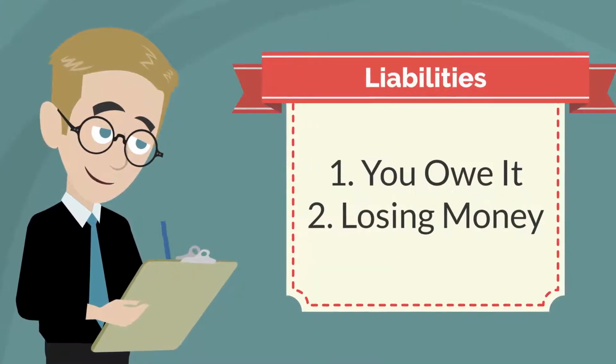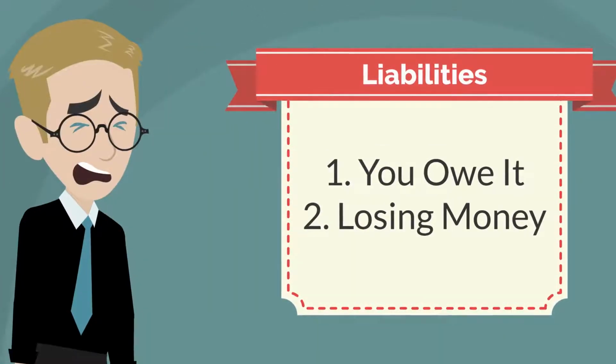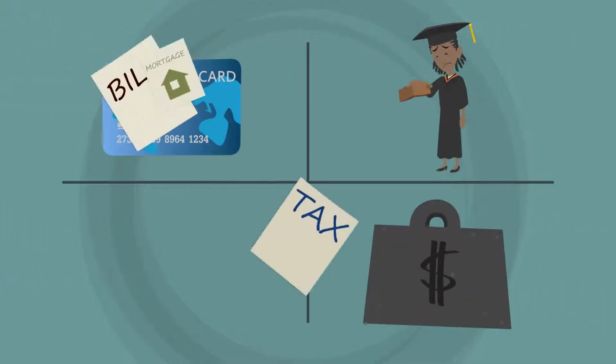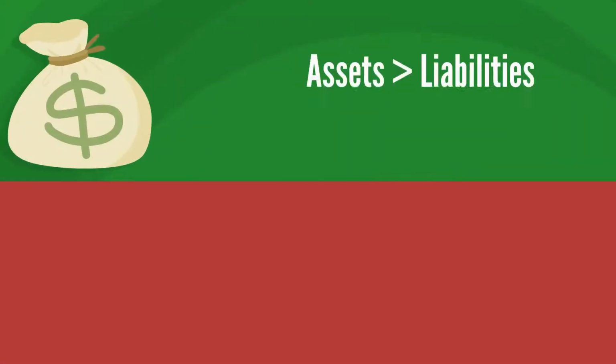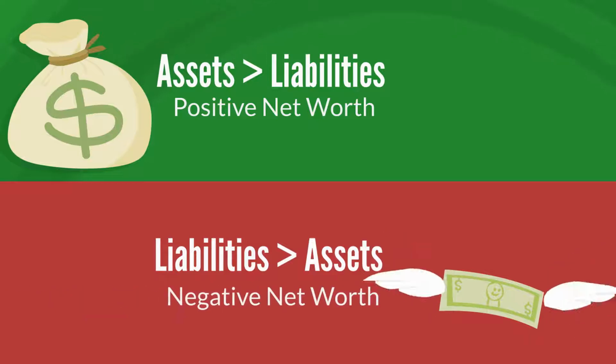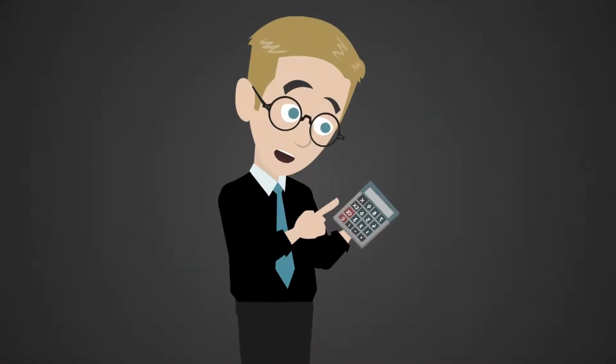Liabilities are the opposite. Instead of having any value, they are something that you owe and make you lose your money. These are things like mortgage, credit card debt, student debt, any other loans you might have, unpaid taxes, and so on. If you have more assets than liabilities, your net worth will be positive, and if you have more liabilities than assets, your net worth will be negative. Let's now take a look at how you can calculate your net worth.